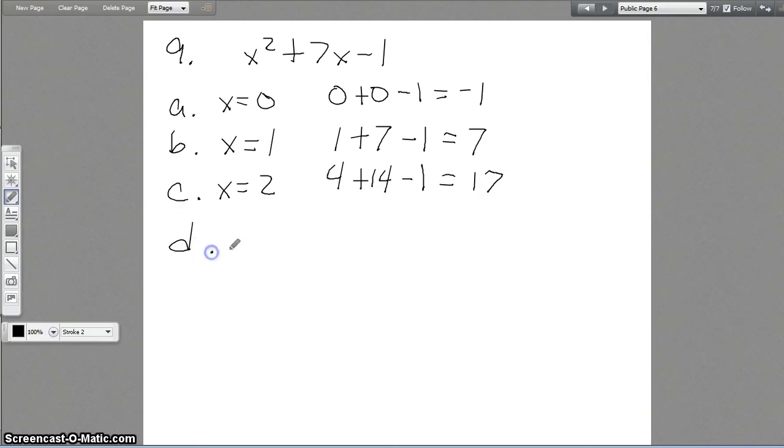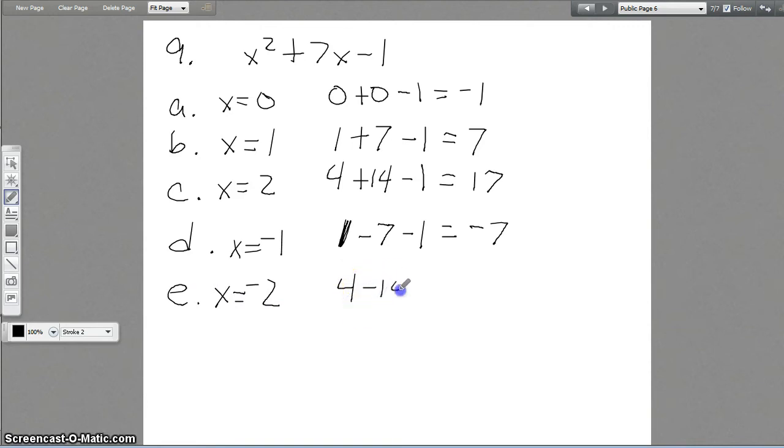Okay, so now we do part D, which is x equals negative 1. Negative 1 squared is going to be a positive 1 because remember, negative numbers raised to an even power become positive. And then 7 times negative 1 is a negative 7. And then we subtract 1. So 1 minus 7 is negative 6. Minus another 1 is negative 7. And then part E, we have x equals negative 2. Negative 2 squared is 4. Again, our negative times negative becomes positive. And then negative 2 times 7 is negative 14. And then we subtract 1. Well, 4 minus 14 is negative 10, minus another 1 is negative 11.